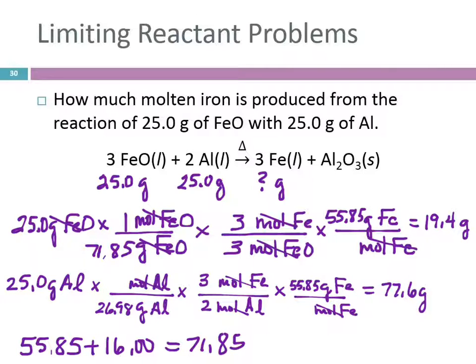Which one's smaller? The 19, right? That is the answer to how much molten iron is produced. This one doesn't say what's the limiting reactant, does it? What is it, though? It's the FeO, right? If we had more of the FeO, we could make more, because we have enough aluminum to make 77.6 grams. But we can't, because when we get to 19.4 grams of product, the reaction stops because we ran out of one of the ingredients. Any questions?